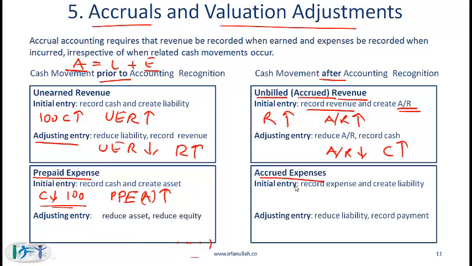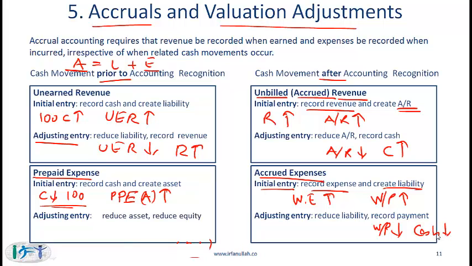Accrued expenses, this is where John incurs the expense over a given period. So for example, let's say that he did not pay his employee for the month of Feb, but the employee worked throughout the month, so John owes the employee some money. The expense has been accrued and it needs to be recorded. So the initial entry would be to record the expense. There would be a wage expense which goes up, and then the liability would be a wage payable or a salary payable, which also goes up.